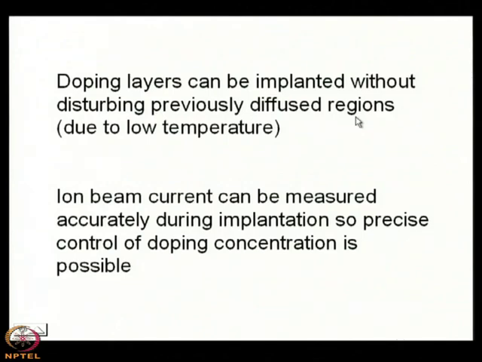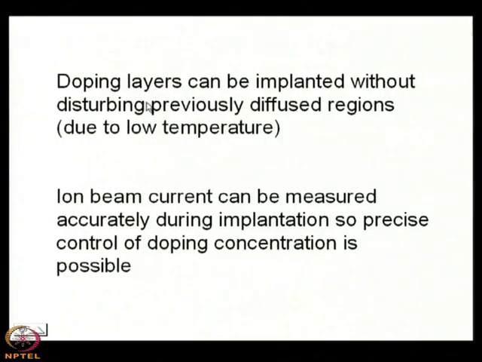Okay? Suppose there is already a small region, say you want to make a shallow junction. So, already there is, say, a 1 micron or 0.1 micron p layer. But if you further increase the temperature by, say, 1000 degree centigrade, then what will happen? That p region, which was earlier say 0.1 micron, will move deep inside the material. So, you cannot control the depth. So, this is the advantage of implantation: without disturbing the previously diffused region, because of the low temperature associated with implantation.